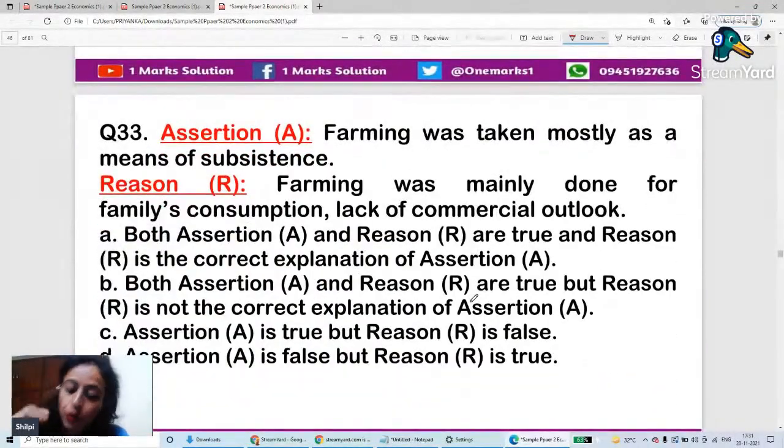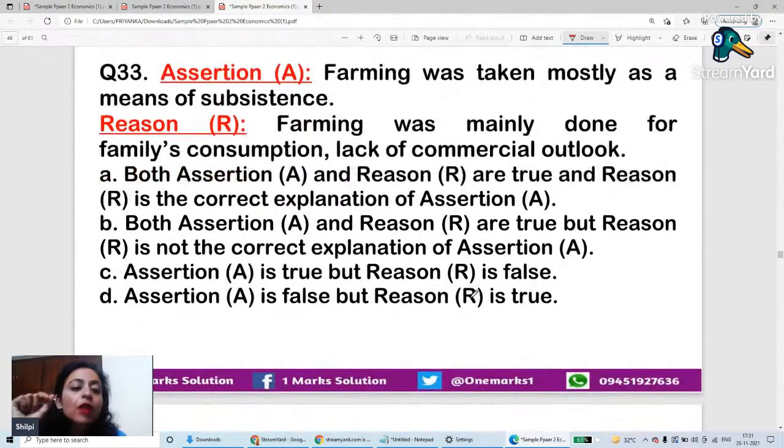Assertion says farming was taken mostly as a means of subsistence. Subsistence farming, you must be aware of the definition, where they are doing the farming only for consumption purposes. Reason says farming was mainly done for families' consumption, lack of commercial outlook. Yes, they never had commercial outlooks. They never wished to sell out their produce. So option A, assertion is true, reason is right, and reason is the correct explanation of assertion.